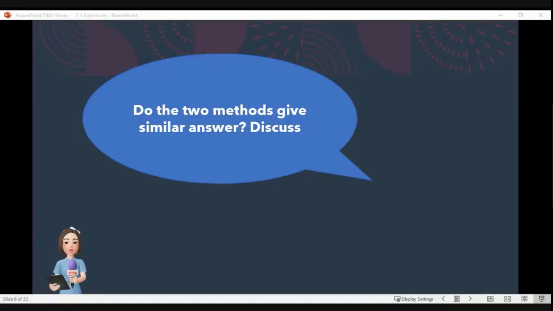Which one, for the first method and the second method, is easier for you all to find the total area? Method 1. Method 1. Okay. Then the rest? Method 1, method 2? Anybody? Method 1, method 1 also. Does anybody think that method 2 is easier?